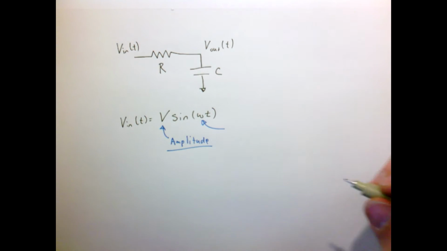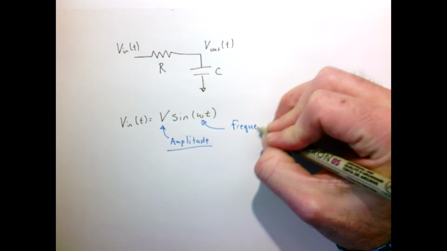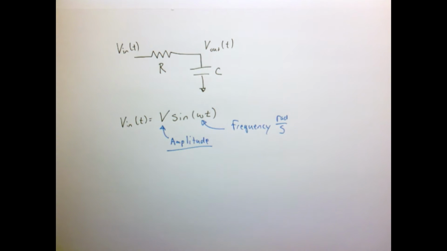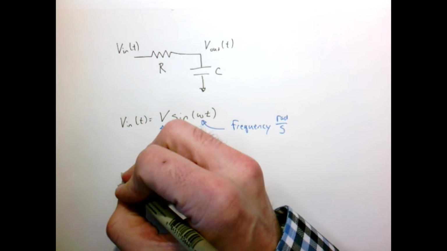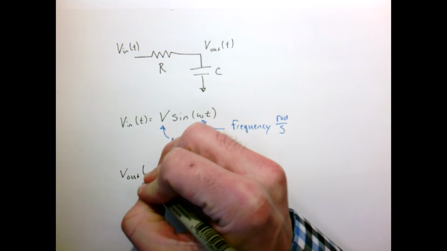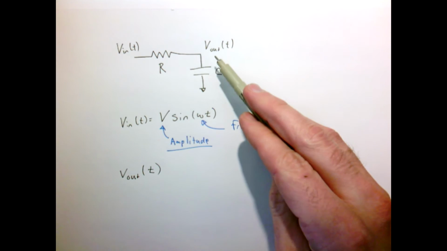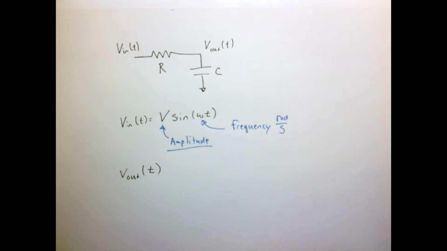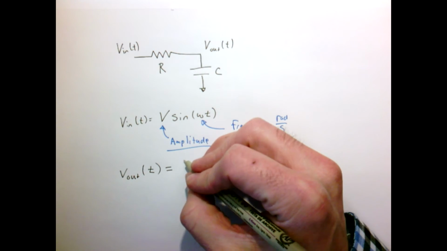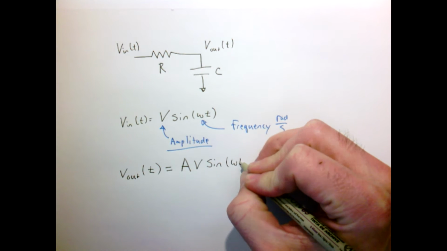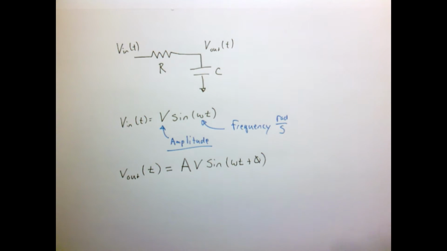And this number here, omega, is the frequency. And when I write it as sine omega t, that means that's the frequency in radians per second. So how fast is the sine wave oscillating? And what we'll observe in the lab, and I'm not going to prove that this is true in any sense, but we'll observe it to be true, and it actually is true, is that if I put a sine wave in, the only thing I can get out is a sine wave of the same frequency. And so I'm going to write the output as some factor A times our input voltage that we've controlled times the sine of omega t plus some phase or some angle.